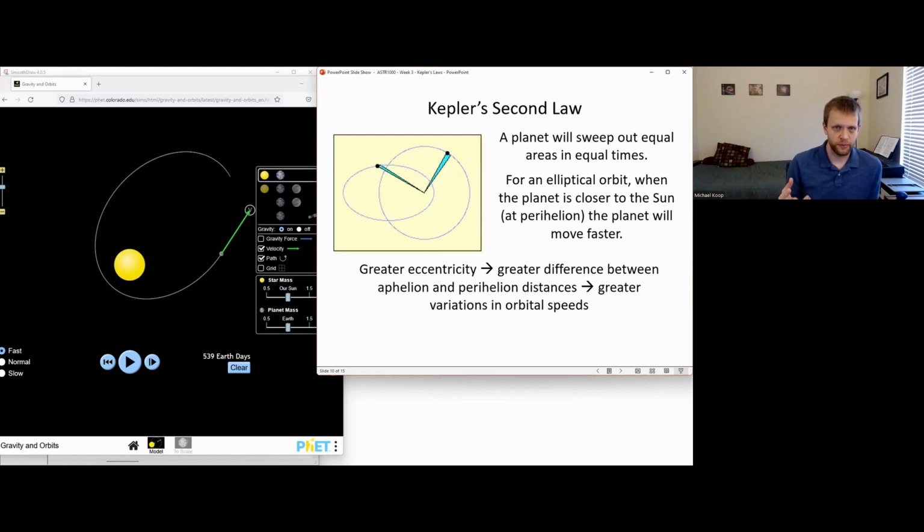Low eccentricity orbits, the speeds basically stay the same because it's just going in a circle. Higher eccentricity orbits, well, you're going to get that close swing by the star, and that's when the planet's going to be moving really quickly. On the other side of the orbit, the planet's going to be moving extra slowly.